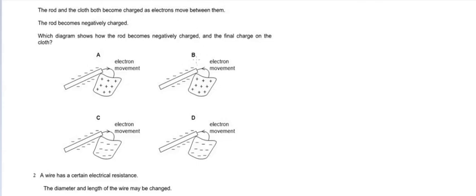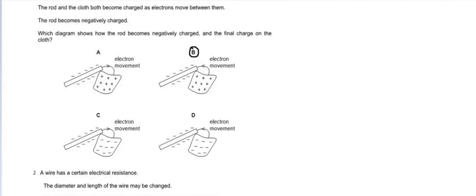So our answer should be option number B. If you see option number C, both are negatively charged. In D also both are negatively charged. That is incorrect because if it acquires the electrons and becomes negatively charged, the opposite body should be positively charged. So only option number B is correct.